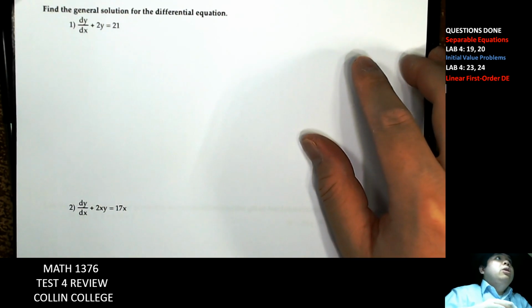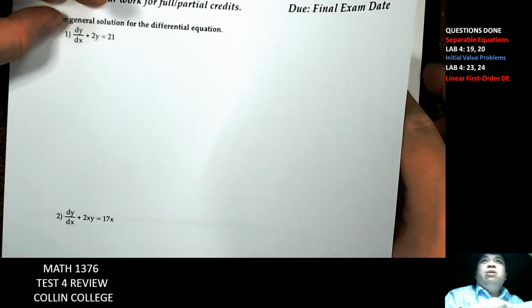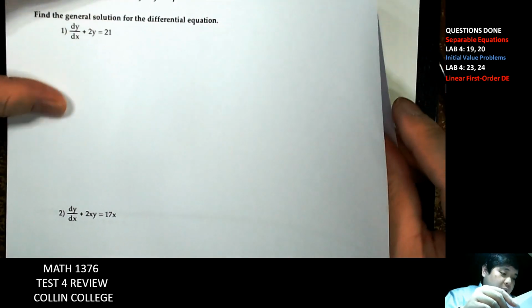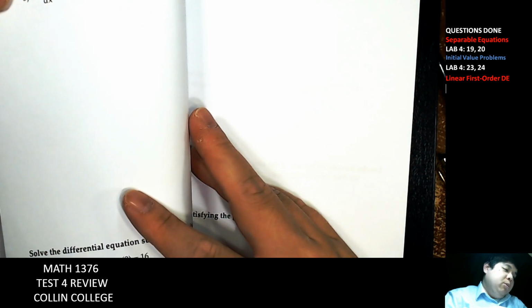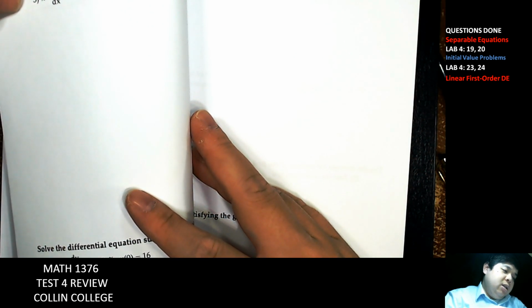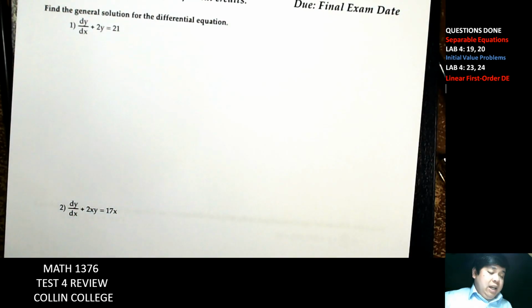Now we go to lab 5. This topic is linear first order differential equation. So there are 3 problems. I think I did number 3 in class. So we only have left 1 and 2.